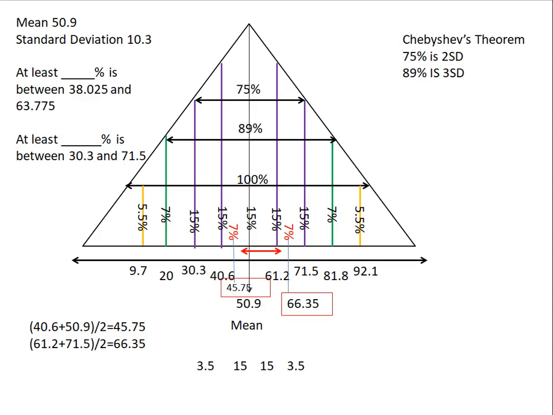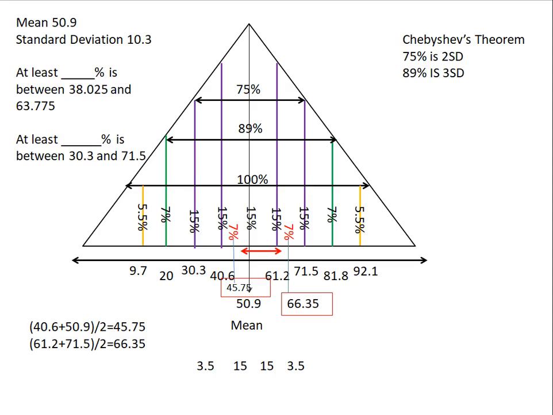The other one says 63.775. It will lie between 61.2 and 71.5. We add those two numbers, we divide by 2 so we can get the other half, which is 66.35. 63.775 will be between 61.2 and 66.35. When we look at our red arrow, we do have another 15%. So we're going to add those 15%.